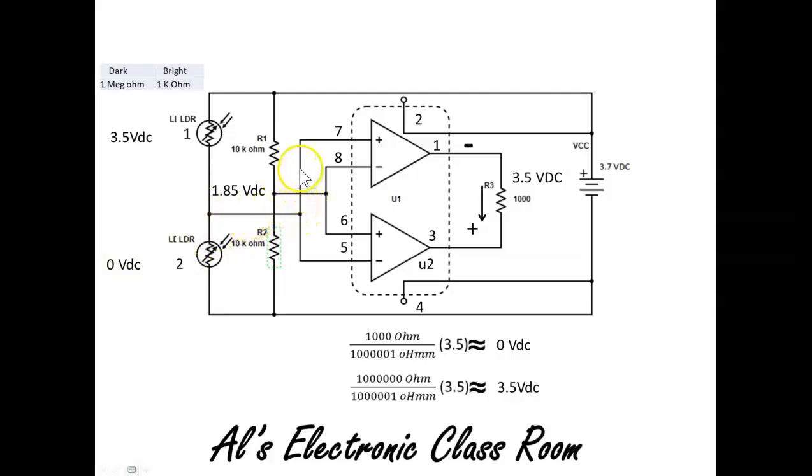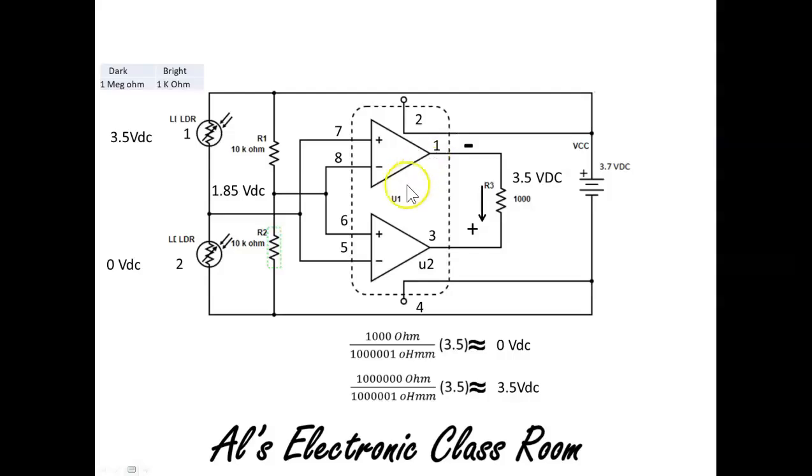LDR2 is connected to pin 7 on my top comparator, which is the plus terminal, and also connected to my bottom comparator, which is a negative terminal. So let's see what's going to happen. 0 volts. I got 0 volts here. What's here? 1.85 volts, but it's on the negative terminal. This is going to drive this output to 0 volts.